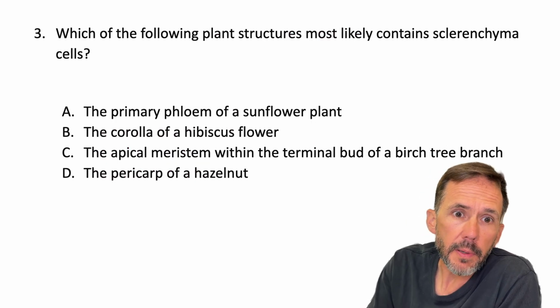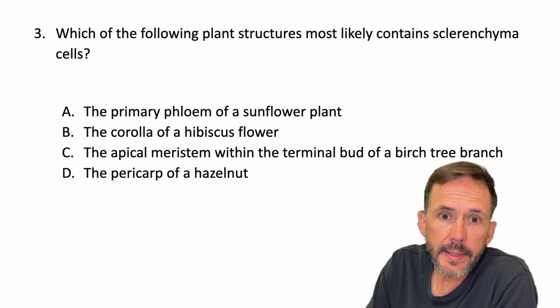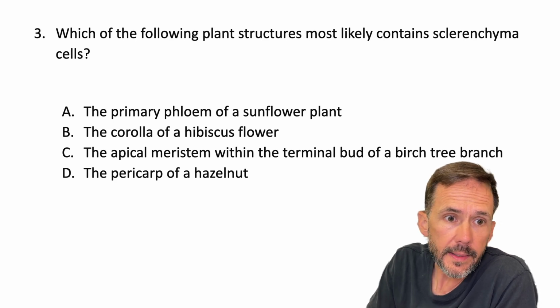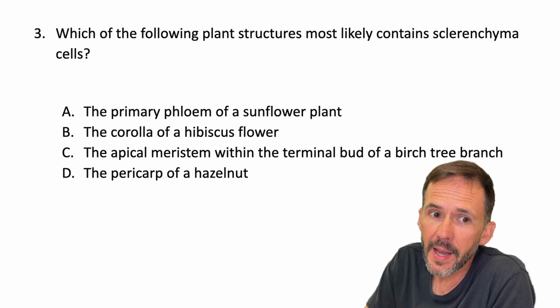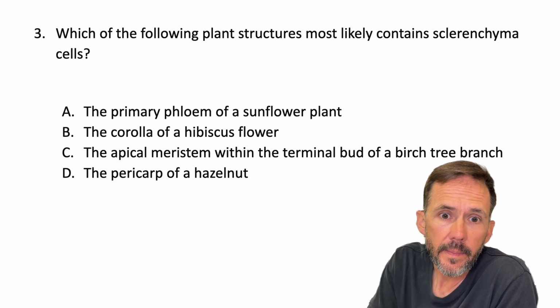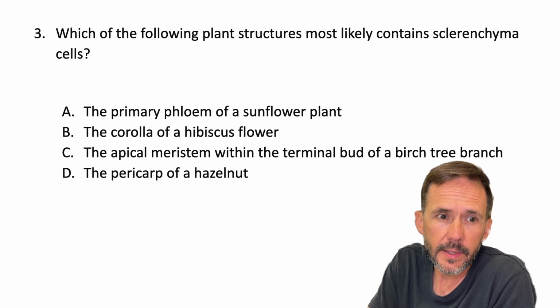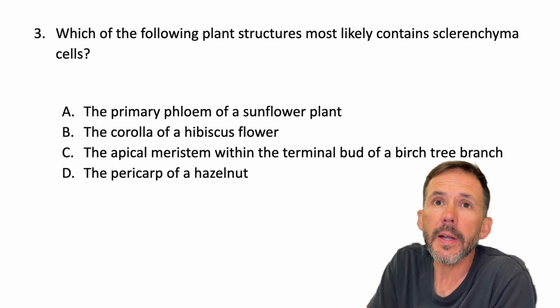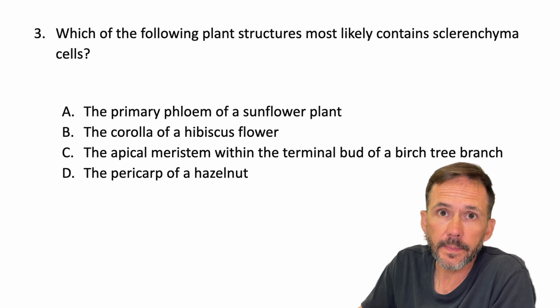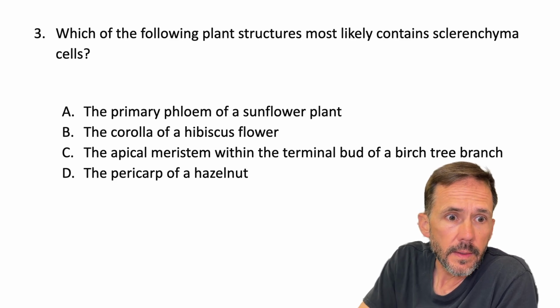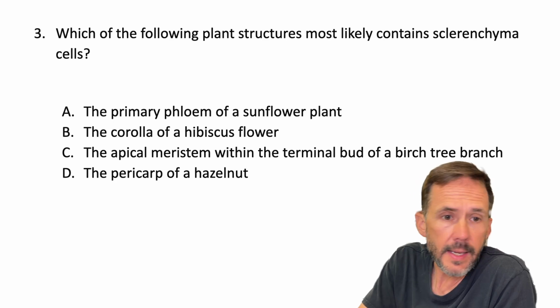Which of the following plant structures most likely contains sclerenchyma cells? The primary phloem of a sunflower plant, the corolla of a hibiscus flower, the apical meristem within the terminal bud of a birch tree branch, or the pericarp of a hazelnut. So the answer here would be D.